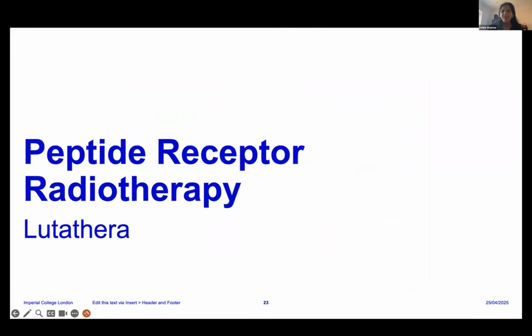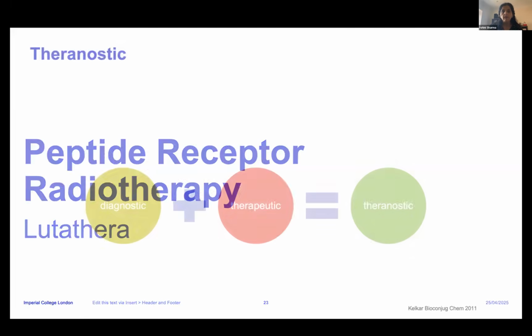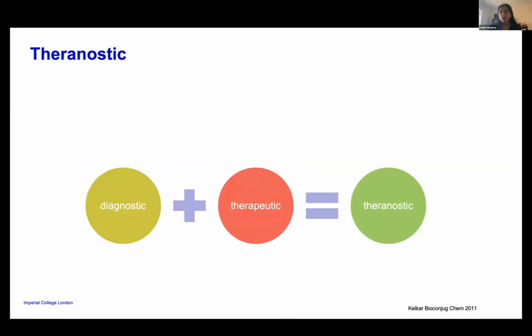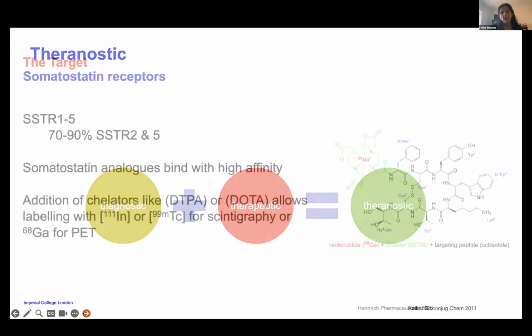The next big thing I'm going to talk about is peptide receptor radiotherapy, or Lutathera. I'm sure that Mitesh has already touched on this, but I'll just go through it again. A theranostic combines both a diagnostic and a therapy to produce an outcome. You use the ligand both to diagnose and to treat, and I'll give you an example.